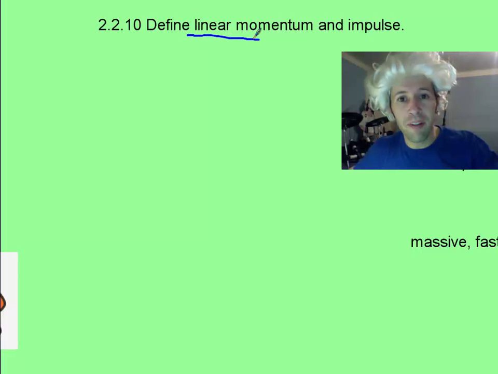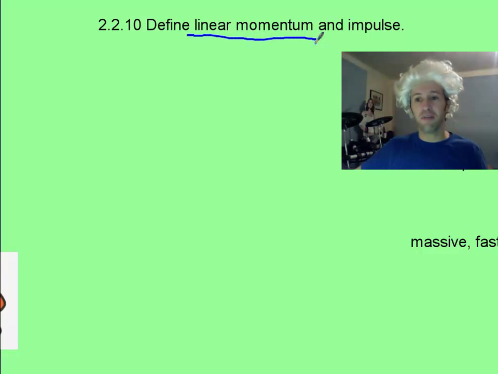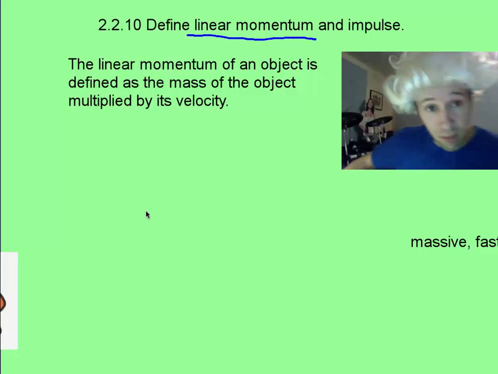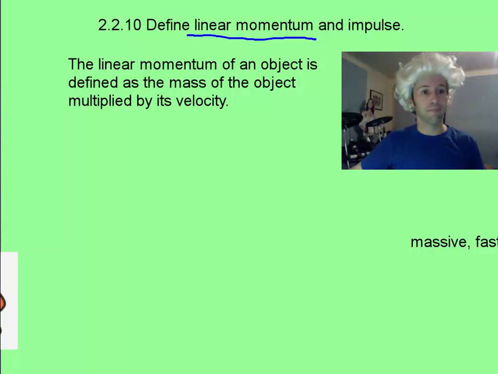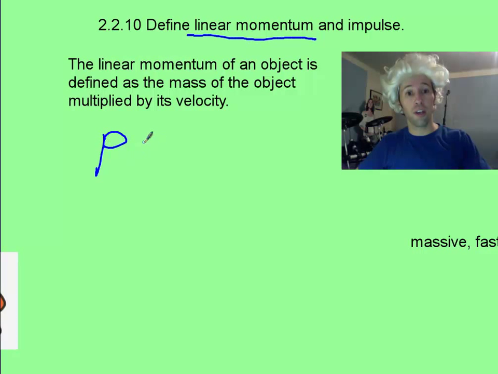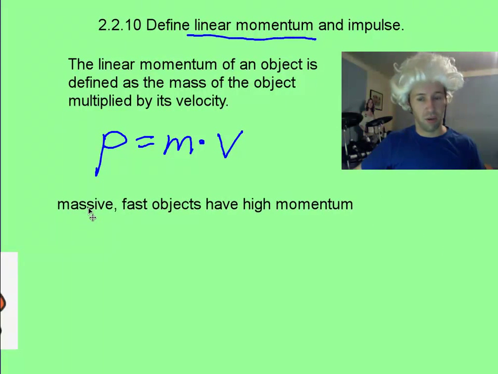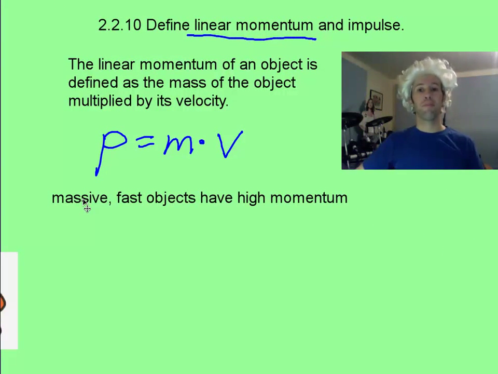Linear momentum is one of those few terms that can be defined just by its equation. And so that definition is the same as the equation. So if you don't have this written down already, please do so. The symbol is usually a lowercase p, and the equation is p = m times v. So if something has high mass and high velocity, it's going to have a high momentum.